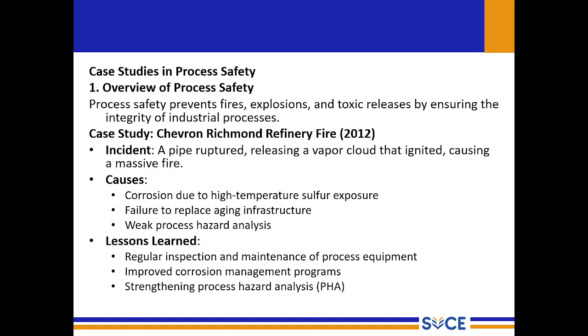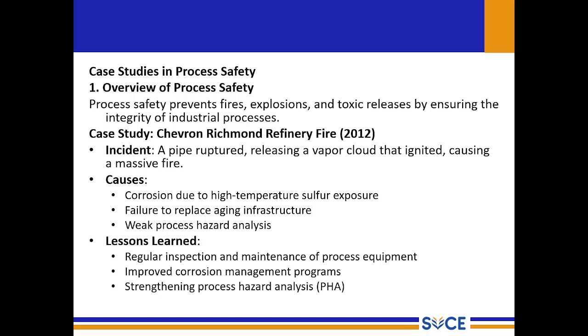We will take the Chevron Richmond Refinery Fire, 2012. This incident involved a pipe rupture that led to a vapor cloud release and subsequent fire. The failure was a result of aging infrastructure and corrosion.